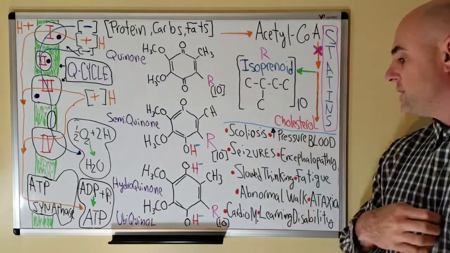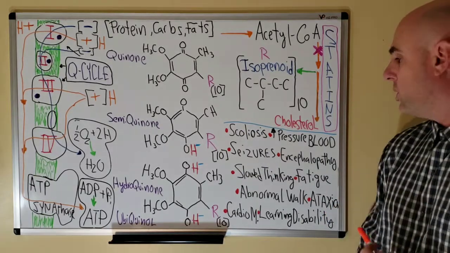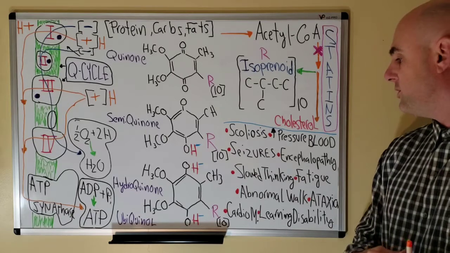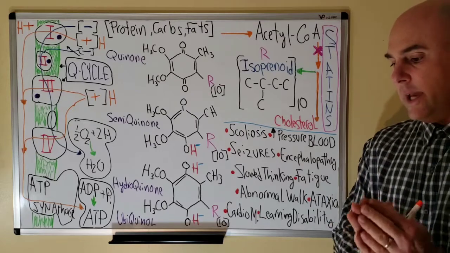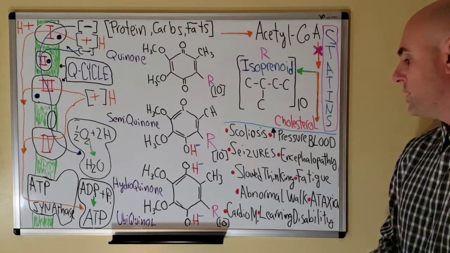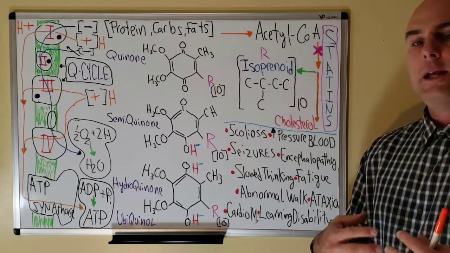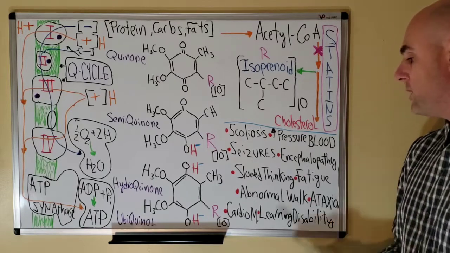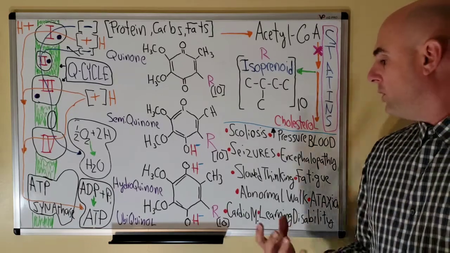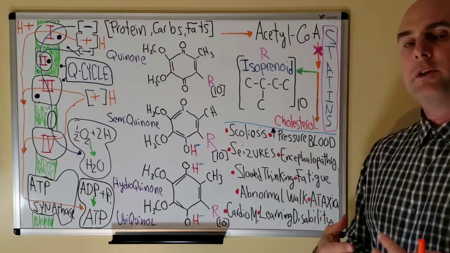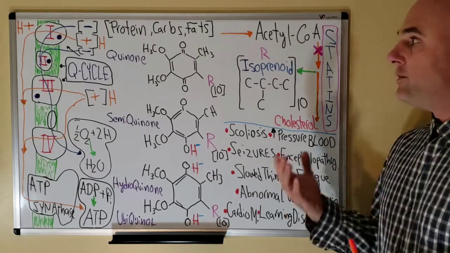So on the board here, I have just a list of some of the deficiency symptoms associated with a CoQ10 deficiency. So we have scoliosis, we have high blood pressure, we have seizures, encephalopathy, which is basically a brain disease or an altered brain function. We have slowed thinking, fatigue, abnormal walk, ataxia, which is the inability to control muscle movement. We have cardiomyopathy, which is a disease of the heart. And again, we have learning disabilities. So if you see these symptoms here, they're all associated with the three areas that I highlighted that require the most ATP. So this is CoQ10.